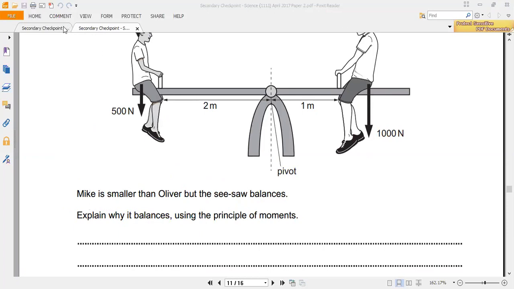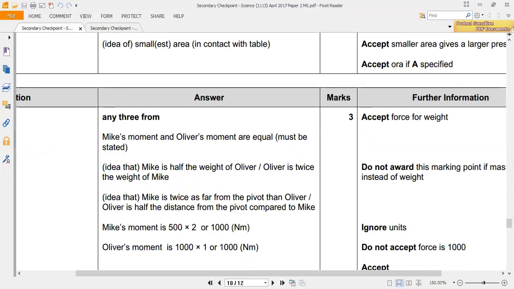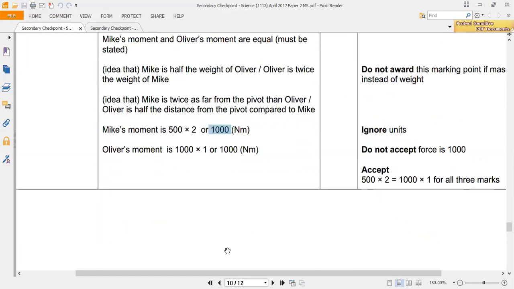Also, if you say that Mike is half the weight of Oliver, or Oliver is twice the weight of Mike, it will be accepted. If you say Mike is twice as far from the pivot as Oliver, or Oliver is half the distance from the pivot, it will be accepted. I prefer the mathematical version: if you say Mike's moment is 500 times 2, or 1000, and Oliver's moment is 1000 times 1, or 1000, these will also be accepted as valid marking points.